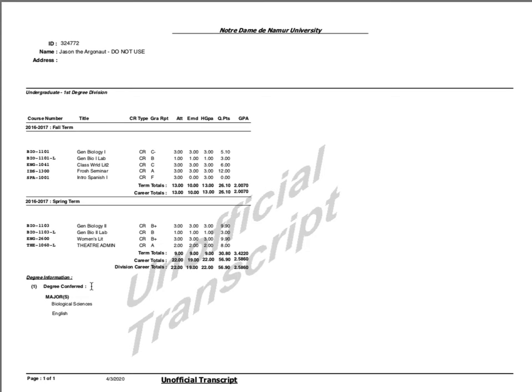If you need a copy of this for your own records, you can go into your web browser's menu options and select File, Save As. Go ahead and enter a new file name and select your save destination. And then this will save this version of the unofficial transcript as a PDF.